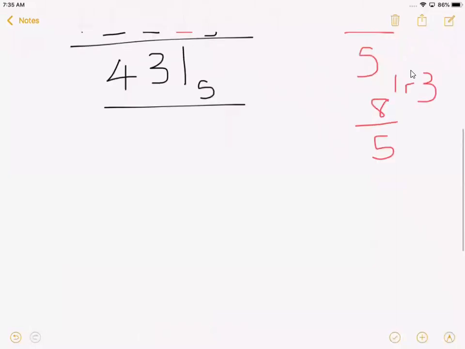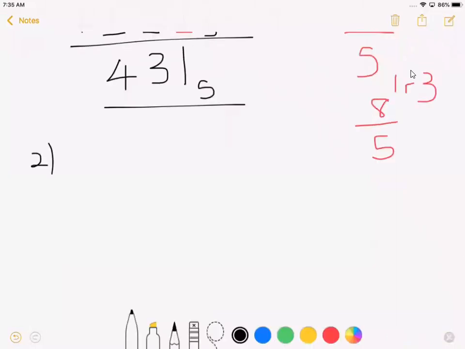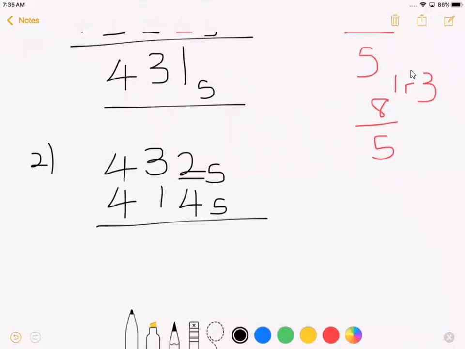Example number 2. 432 in base 5 plus 414 in base 5 again. You will say 4 plus 2, you get 6. So you will say 6 divided by 5, you get 1, remainder 1. So you put 1 here and that 1 there. Then 3 plus 1 plus 1, you get what?